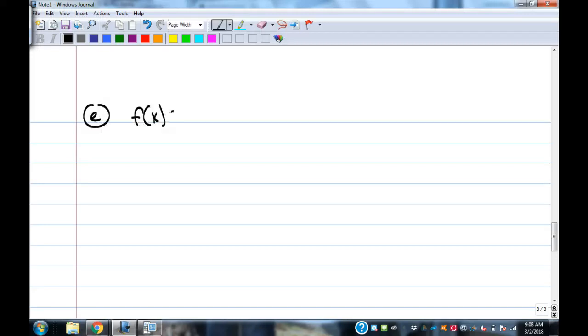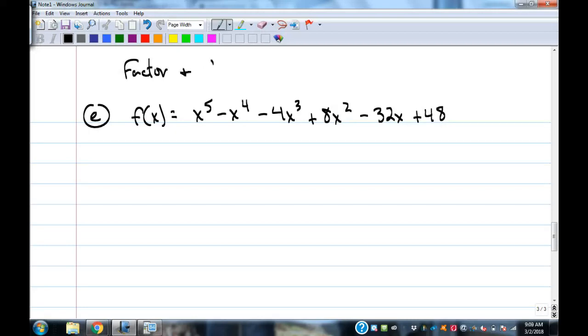Here's our function. X to the 5th minus x to the 4th minus 4x cubed plus 8x squared minus 32x plus 48. We want to factor and find all zeros. How many zeros does this polynomial have? 5, right? The degree is 5, so we should find 5 zeros.